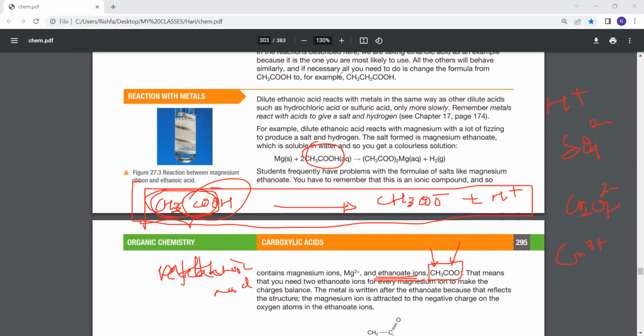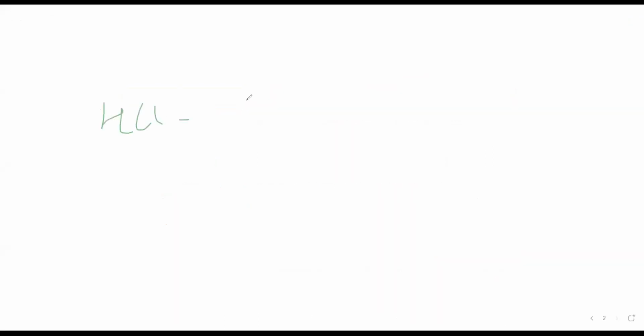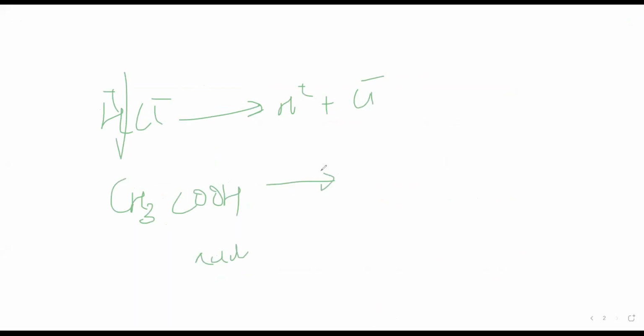Now we know HCl dissociates like this: HCl goes as H plus and Cl minus. Always we give the hydrogen ions and all the others as minus. The same way, if it's a carboxylic acid, the name says acid, so it should dissociate.